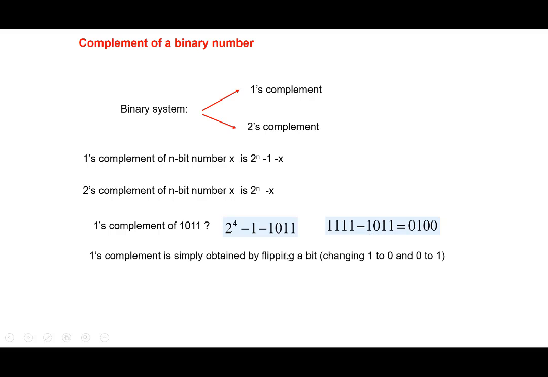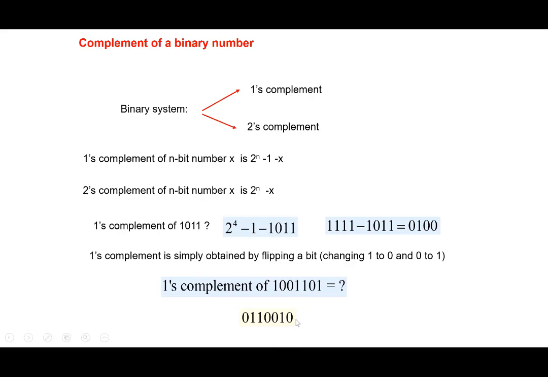So 1's complement is simply obtained by flipping the bits, by changing 1 to 0 or 0 to 1. For example, if you have a number like this, flip every bit. If it is 1, make it 0. If it is 0, make it 1. So it's very easy to compute the 1's complement of any binary number, simply by flipping the bits.